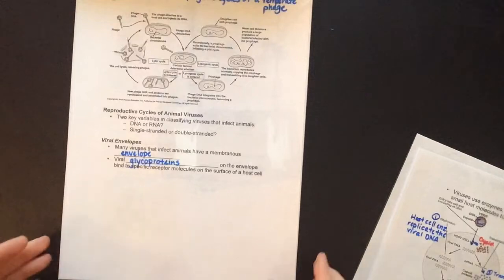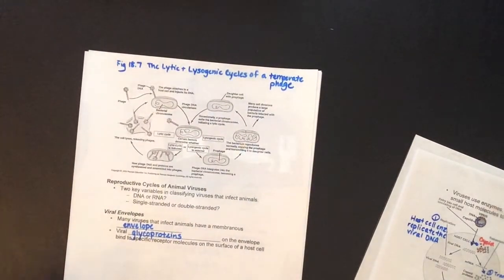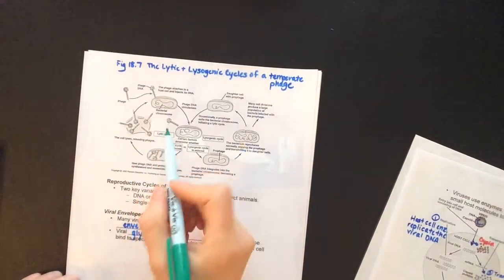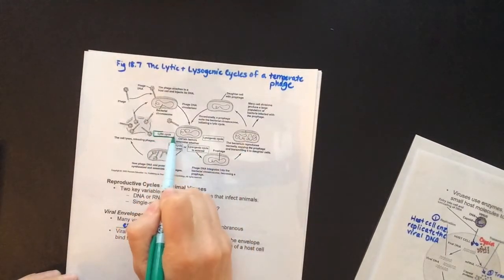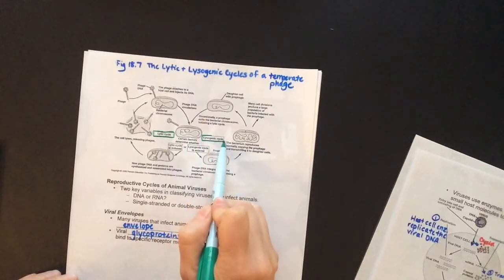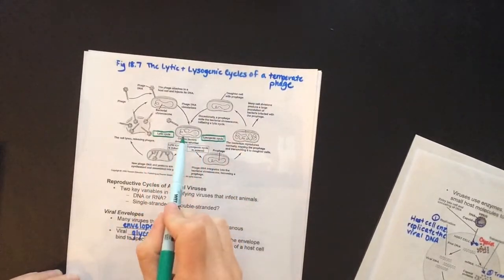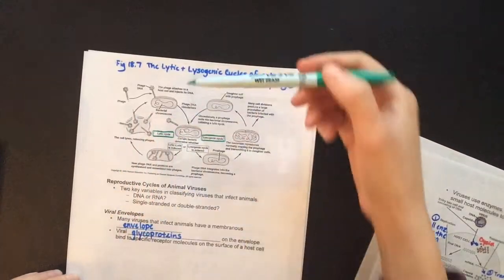So I'll go to the next page here where you have this picture. This is the lysogenic cycle. And what I want to point out here is this shows you both in combination with one another. So this right here is the lytic cycle, and the lysogenic cycle. And so we have these two. This is what we just talked about. So let's just look at this here.